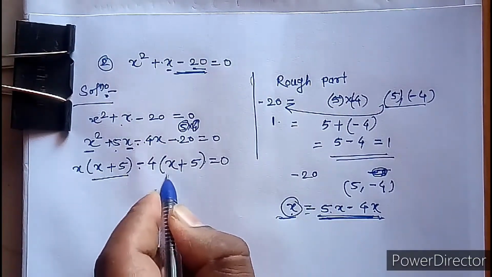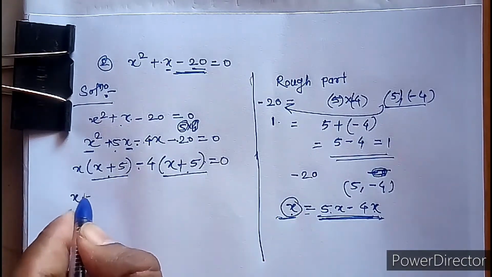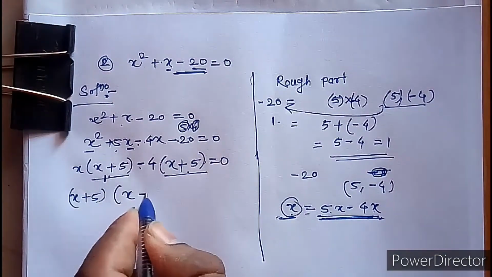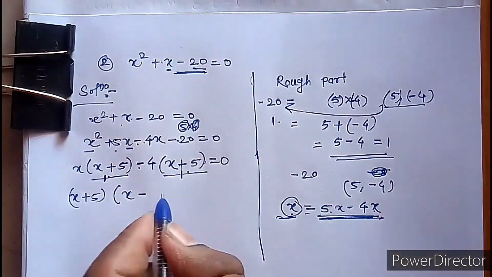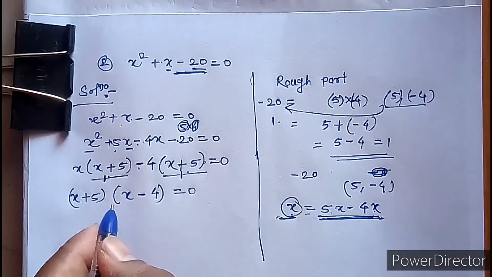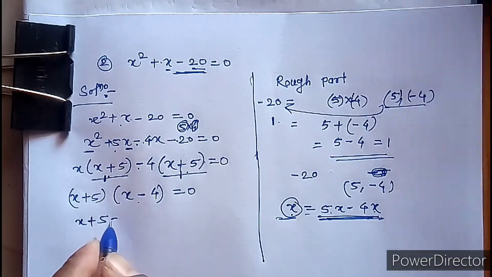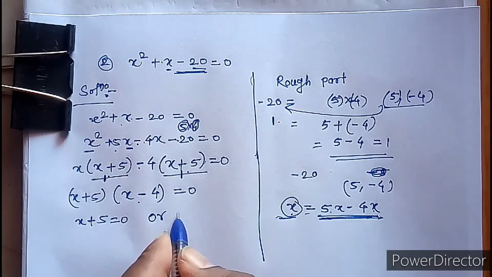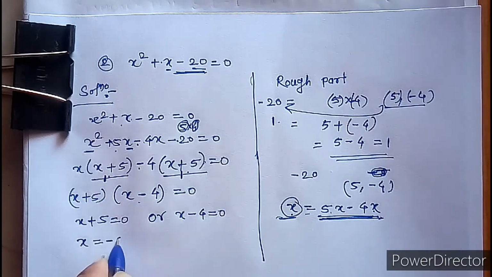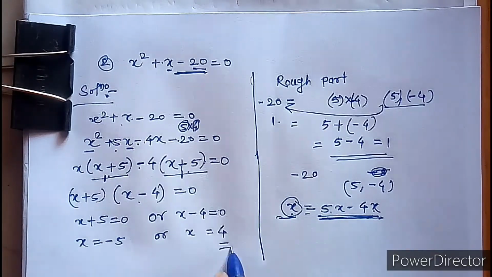Now x plus 5 is common, by taking this x plus 5 common outside, when we take x plus 5 outside, here remains only x, minus, and x plus 5 is also common, here remains only 4 equals 0. Now we get x plus 5 into x minus 4 equals 0. It means that either x plus 5 equals 0 or x minus 4 equals 0. It means that x equals minus 5 or x equals plus 4. Hence our problem is solved.